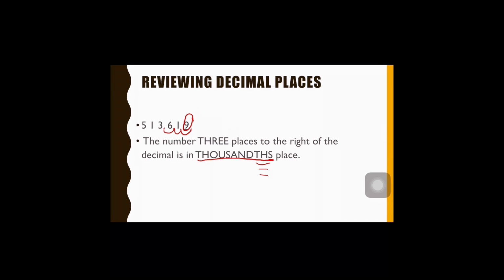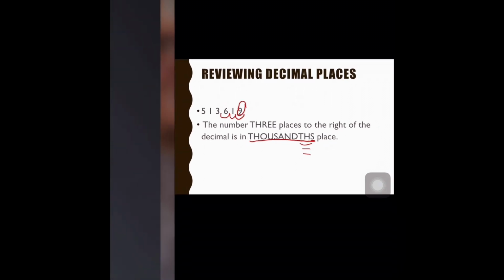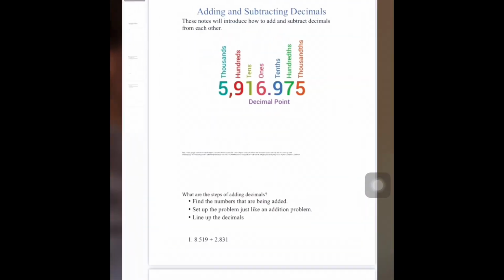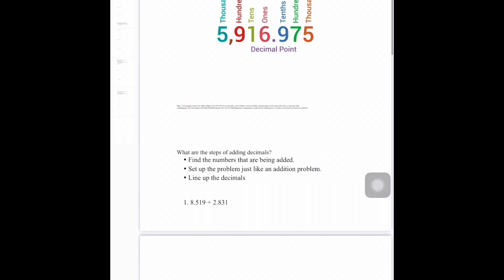Alrighty. So the furthest we're going to go today is to the hundreds on the left side and to the thousandths on the right. So let's go to our notes about adding and subtracting decimals. So again, I have put in another example about what places are for their decimal points. So if you need any references, make sure you're coming back up here to look.